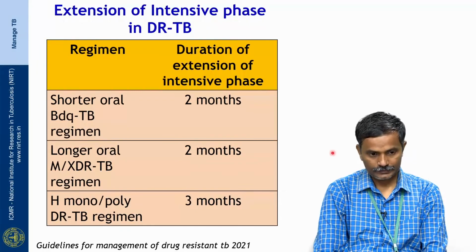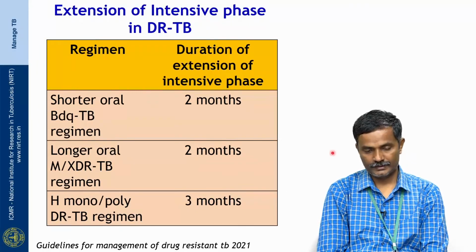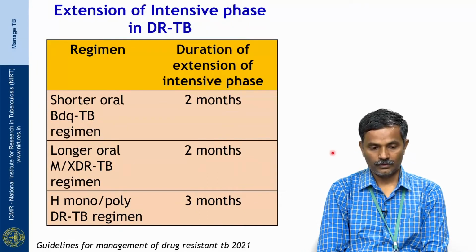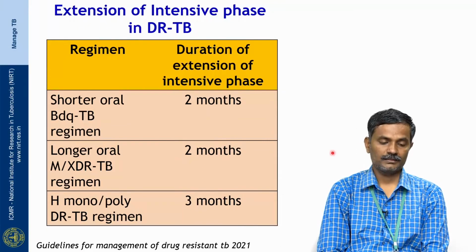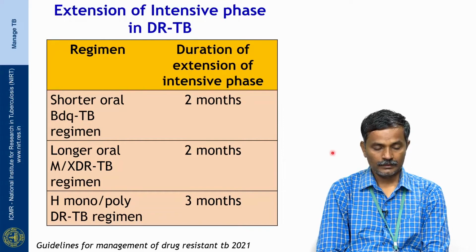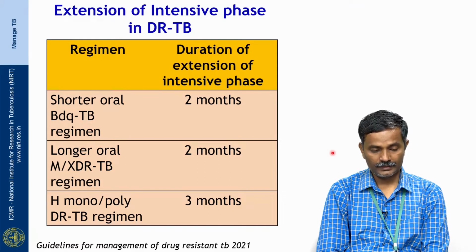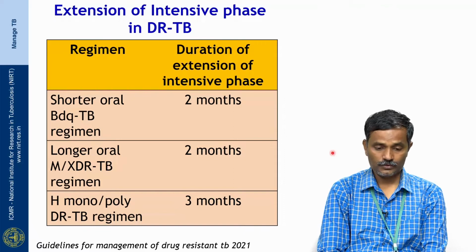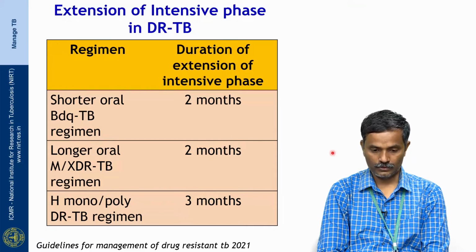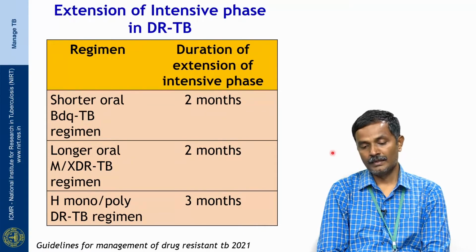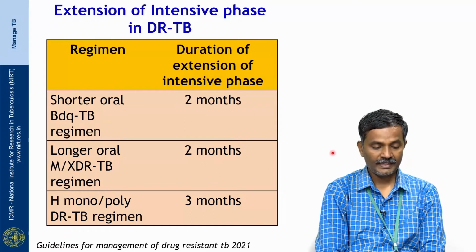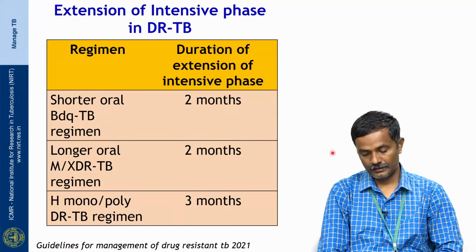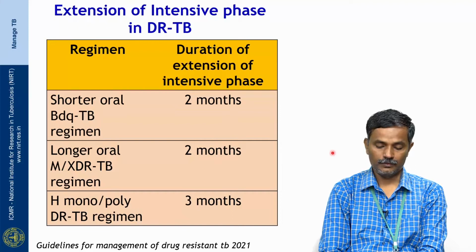So what extensions of the intensive phase are needed, and in what regimens? For the shorter oral BDQ regimen, we can extend the IP for 2 months. For the longer oral MDR/XDR TB regimen, we can extend the regimen, not the IP, the total regimen, for 2 months, especially in pre-XDR and XDR TB patients or whenever the smear or culture is positive at the end of 6 months. H-mono or poly-DRTB regimens we can extend for 3 more months.